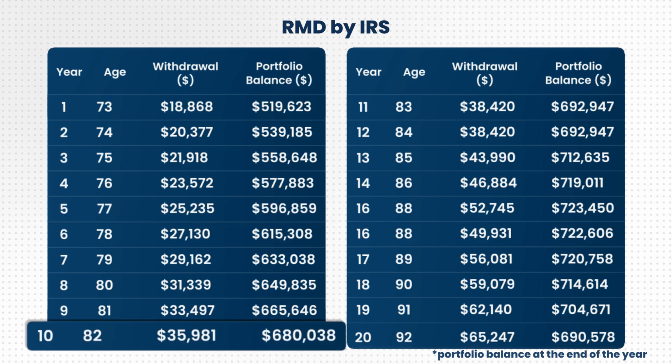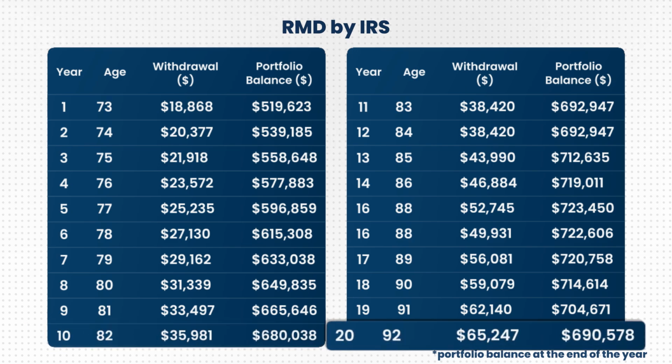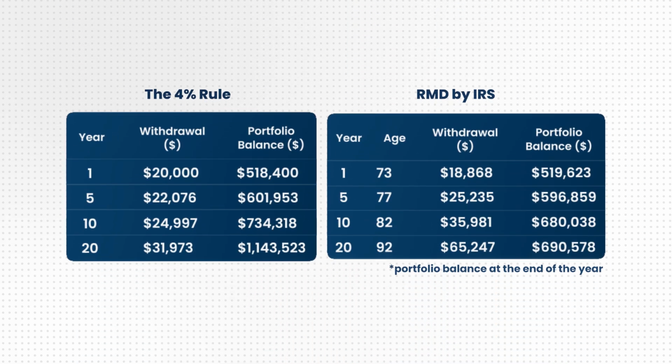10 years into retirement, the withdrawal would be about $36,000, and the portfolio again would have grown, this time to nearly $700,000. 20 years into retirement, the withdrawal would be about $65,000 a year, and the portfolio would still be just under $700,000. Well, we can see that the rule of 4% rate of withdrawal and the RMD withdrawal dictated by IRS tables start out very similarly.